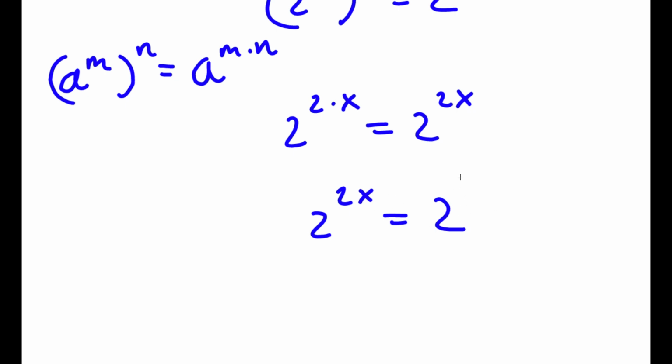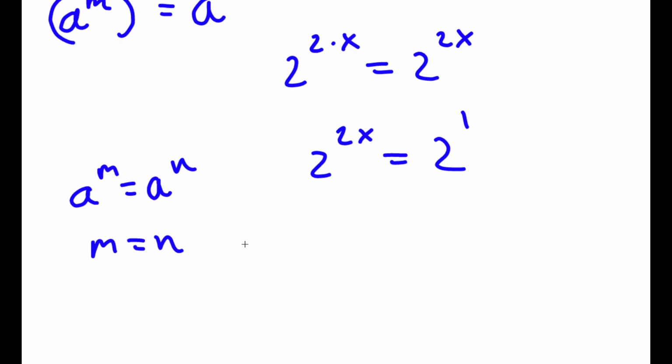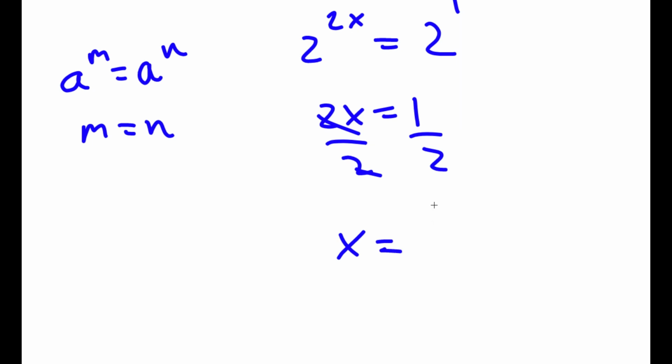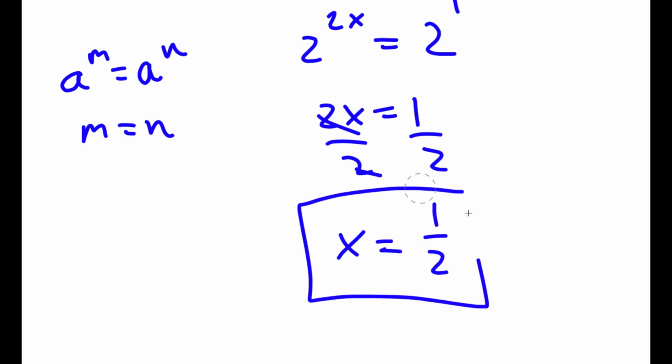Now 2 here is the same thing as 2^1. If I have something in the form a^m is equal to a^n, this means that m is equal to n. So in this case, 2x is equal to 1. Now if I divide both sides by 2, I get x is equal to 1/2. So this is my answer.